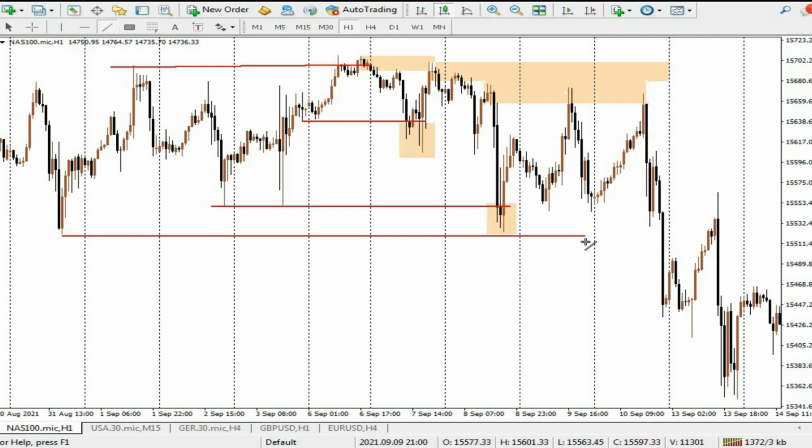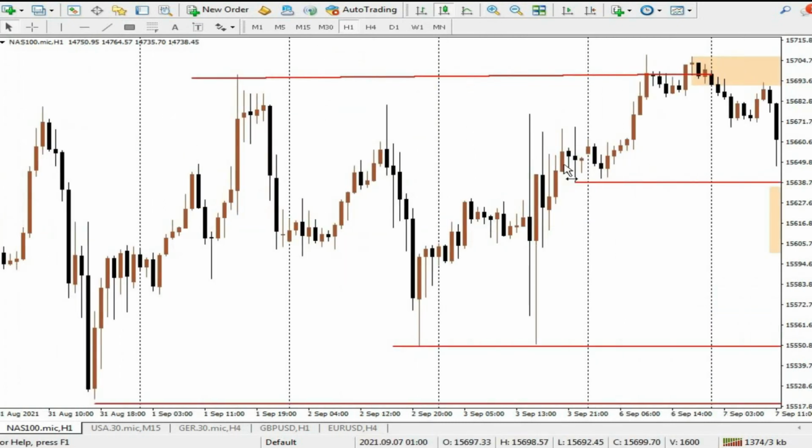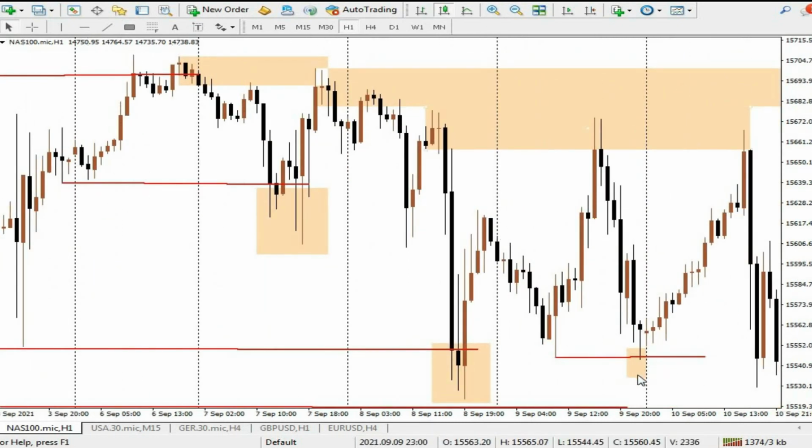And now, as you can see, the price even took this previous higher low here, guys. We had a pin engulf there. As you can see, if we zoom in, there was a pin engulf. Yeah, you can see here, guys. That's where the pin engulf was at.